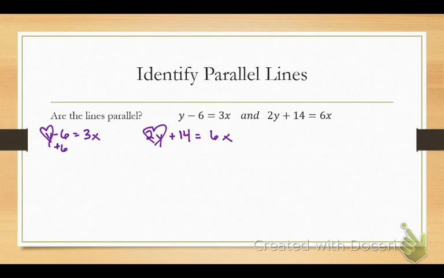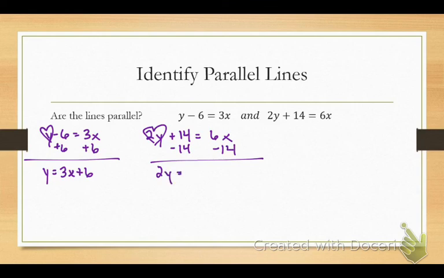Add 6 to both sides. Y equals 3x plus 6. So I solve for y, and I know the slope is 3. Now let me solve for y on the other one to see what that slope is. 2y equals, what do I write first? 6x minus 14, but I have one more step. Divide everything by what? 2.